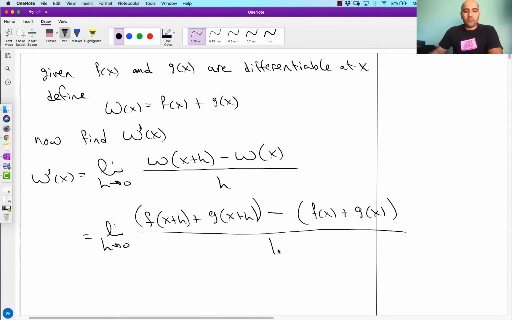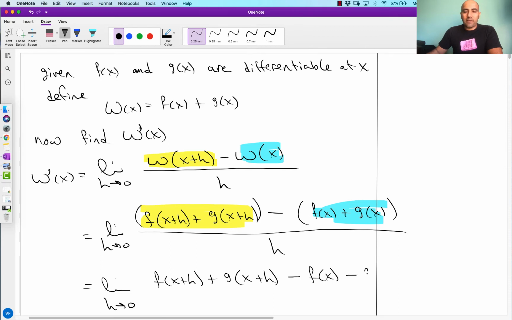All over h, right? In other words, this part right here, finding w of x plus h, well, w is the summation of these two functions, so all of this right here is w of x plus h. And the w of x, well, that's this. Don't forget to put a subtraction there. And all of that goes all over h. Okay, well, we know that we can simplify this. This is equivalent to the limit as h approaches 0 of f of x plus h plus g of x plus h minus f of x minus g of x all over h.